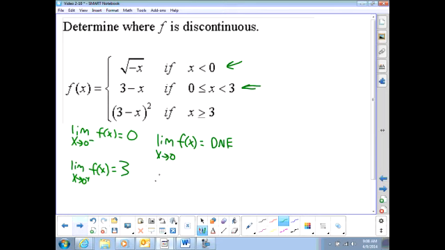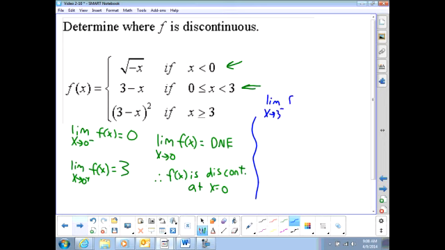So therefore, we can say f of x is either not continuous or discontinuous. They mean the same thing. At x equals 0. So we found one discontinuity. Let's test the other one. We'll do our limit as x approaches 3 from the left of f of x, and our limit as x approaches 3 from the right of f of x.